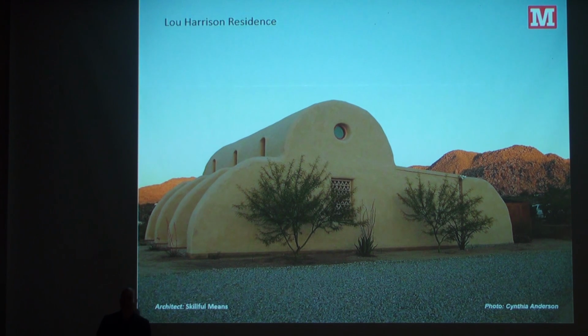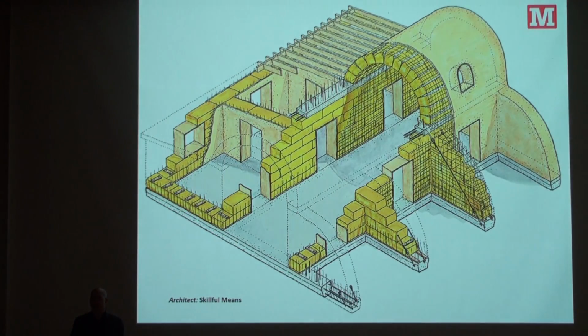Last project, really, really small. This is a single-family residence for Lou Harrison. Lou was an avant-garde composer of the highest order, and this was his retirement home out in the desert of Joshua Tree. And this is a building where you can think of it as all one thing. So the architecture, the form, the skin, the insulation, the structure is all one object, which is the load-bearing straw bale. So this is the structural diagram of the load-bearing straw bale.